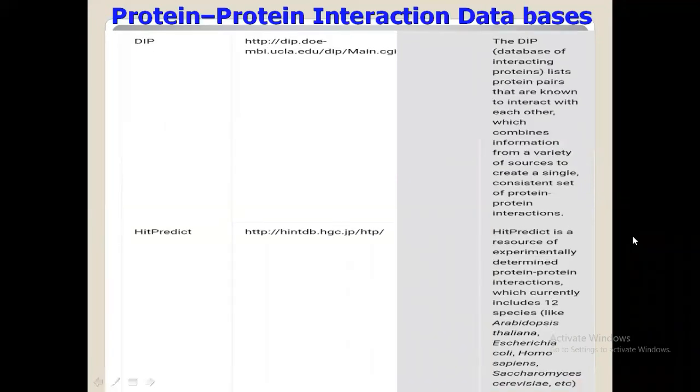Next one is DIP. This is the URL. This is a database of interacting proteins, which lists protein pairs that are known to interact with each other, combining information from a variety of sources to create a single consistent set of protein-protein interactions. Then the next one is HitPredict. It is a resource of experimentally determined protein-protein interactions, which currently includes 12 species like Arabidopsis thaliana, E. coli, Escherichia coli, Homo sapiens, Saccharomyces cerevisiae, common yeast, Baker's yeast, all these things.